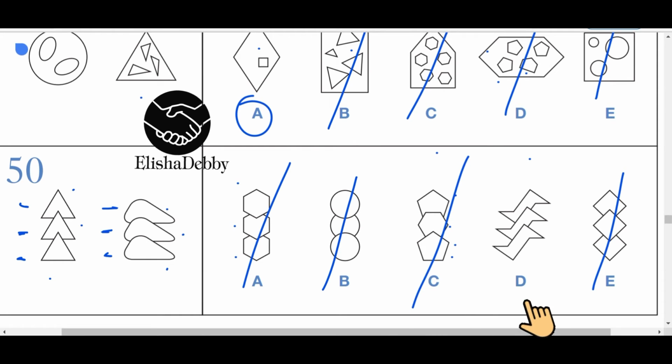We're left with D, but let's confirm before we conclude. Yep, that's the shape there, that's the shape there, that's the shape there. So we will say it is D. All right, I hope you understand that.